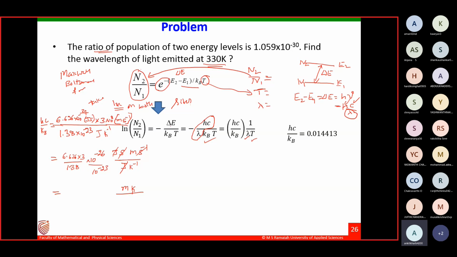This one we have given just for your information, so that whenever we ask this kind of question in your objective type questions, like MCQ, you can remember this number. hc by kB is given by this. All are constants. You can directly substitute this value in the formula and quickly calculate the lambda value. Now go ahead and substitute this hc by kB value. Therefore, finally, we are left with ln of N2 by N1 is given by so and so.